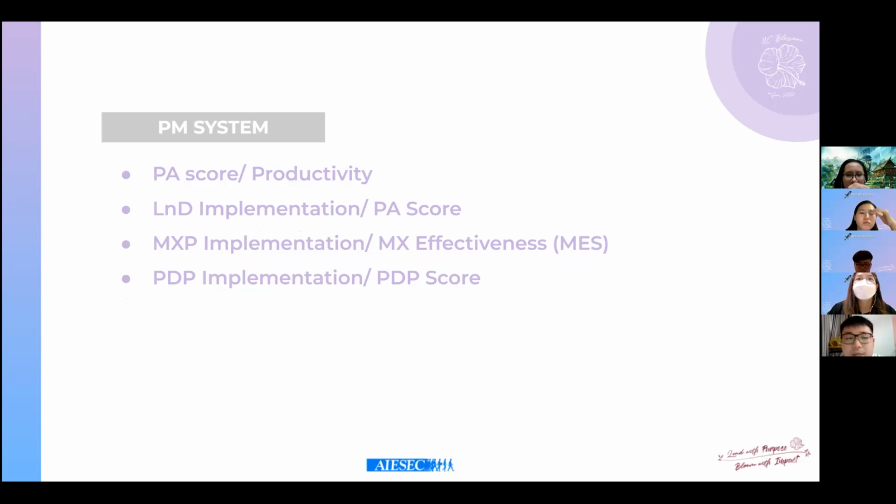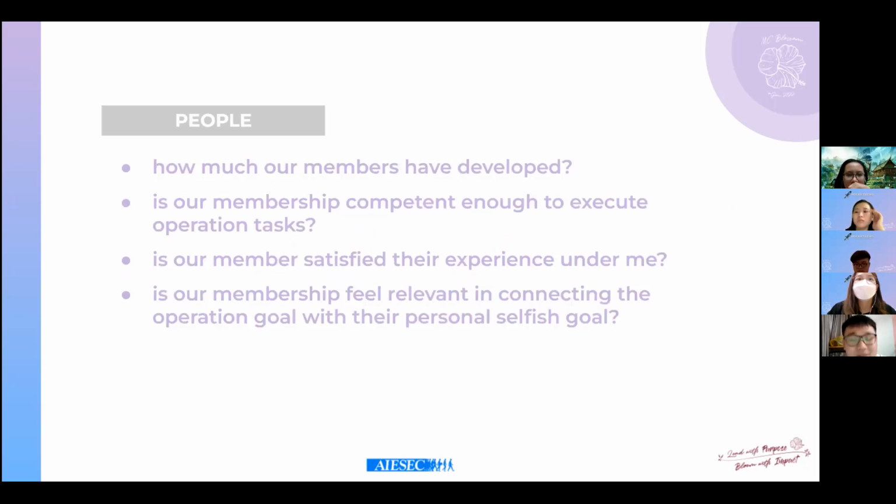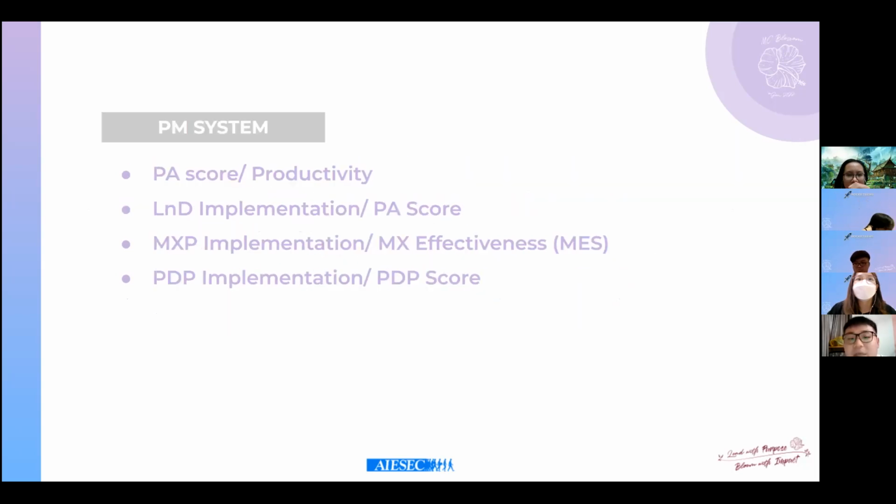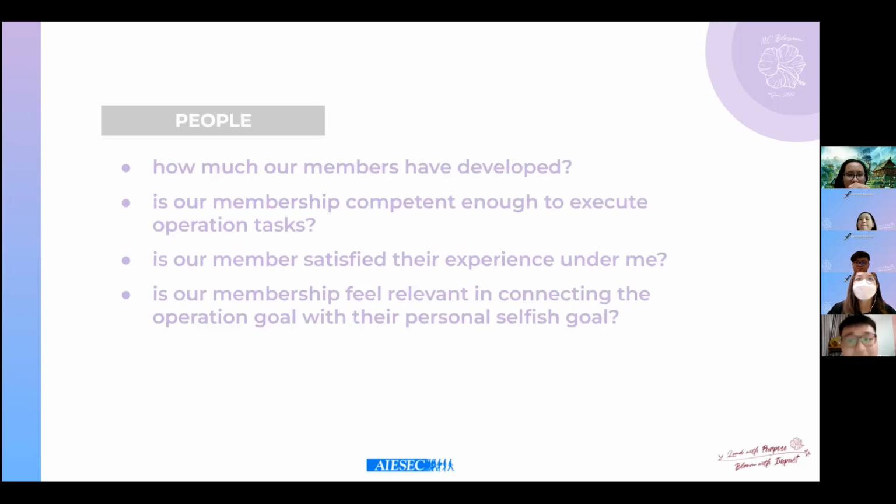Okay, so the things that I mentioned just now, right? How much our members have developed. Actually, you can look into our PA score, the PA tracker, or even the productivities. These are the KPIs that we normally, as people managers, use to measure how much your members have developed. Because from our understanding, or even from the things that we normally track, PA score is actually equal to membership development. It means that if the PA score is higher, your members have developed from weekly progress or even from month to month.